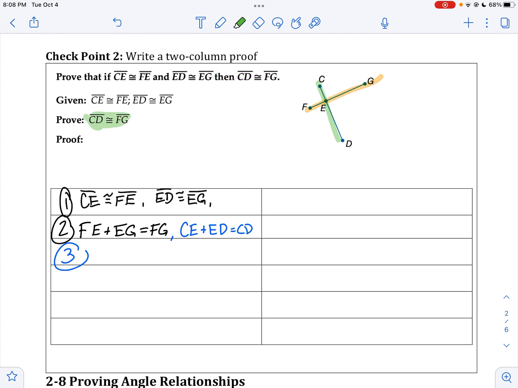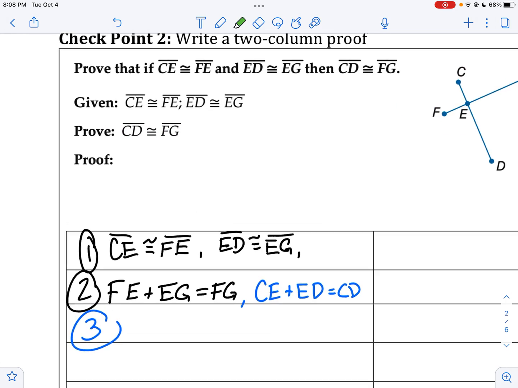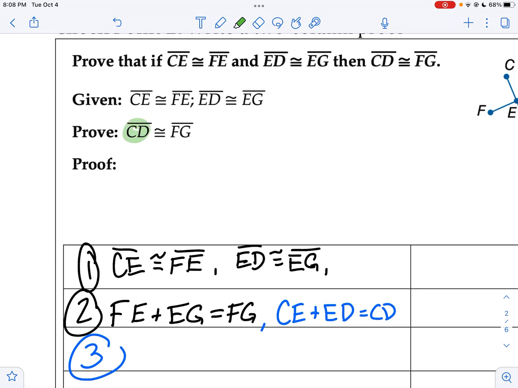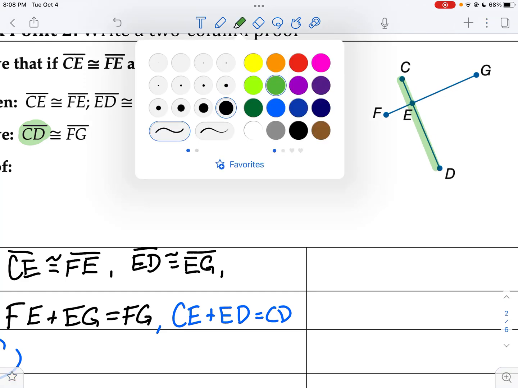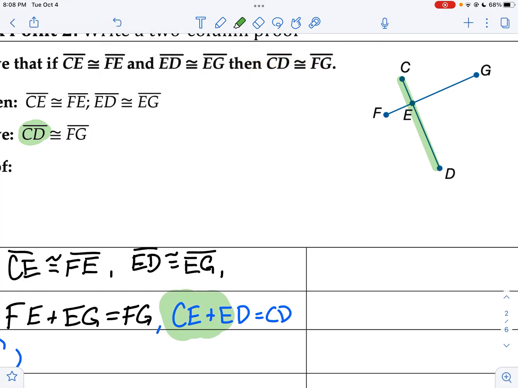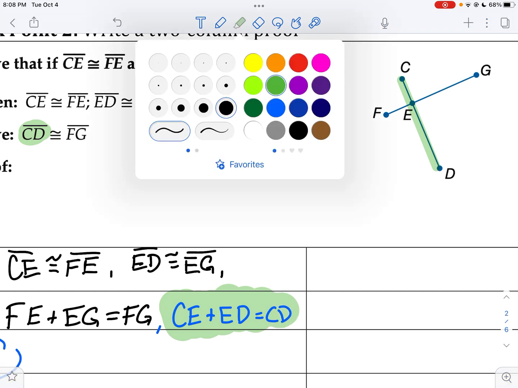So the first thing I did was I wrote down all my given statements. And because there was nothing else given to me in the diagram and there were no vocabulary words I could define in the givens, I just went straight to the segment addition postulate. So how do you know what to write a segment addition postulate for? Well, look at what you're trying to find. I'm trying to find CD. Well, if I'm trying to prove something about CD, I really ought to have CD in my proof.